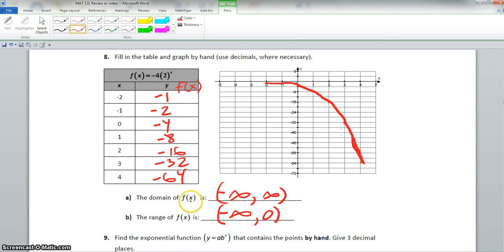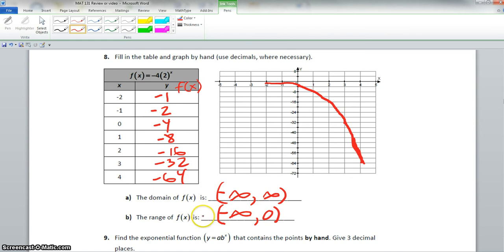Okay, now the domain of f of x. So basically, they're asking you, is there any value that x cannot be? What are the values of x? You notice here x can be anything. If you notice, we have negative numbers, 0, and positive numbers for x. So we know that x can be anything. So that will go from negative infinity to infinity. And when I say anything, I'm mainly talking about real numbers.